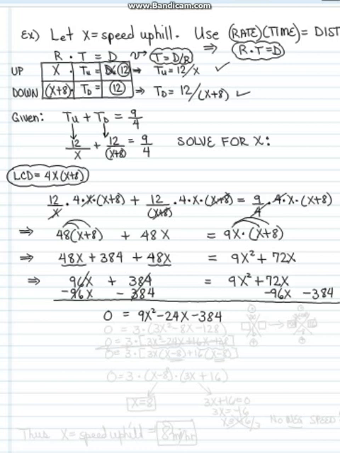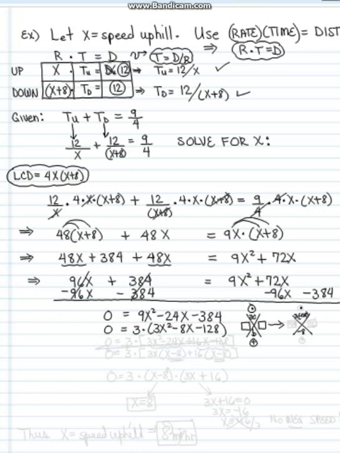Okay, let's see if we can factor this thing. We have a common factor. The greatest common factor is 3. It leaves 3x squared minus 8x minus 128. Okay, we're going to do a diamond to factor this thing. Looking for two numbers that multiply together to give me a times c, and add together to give me b. So a times c is 3 times negative 128. I'll just leave it like that. The b value is negative 8.